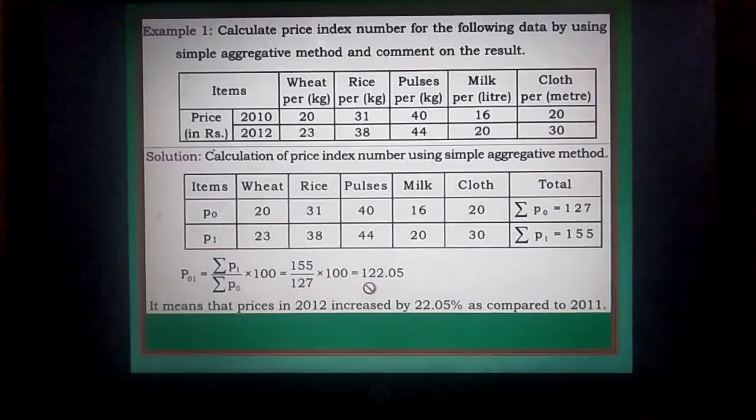So in a simple way we can tell here, look at the cursor, 22.05% is the increase in prices of commodities in the current year as compared to the base year. Hope you are following me, students. Next problem.